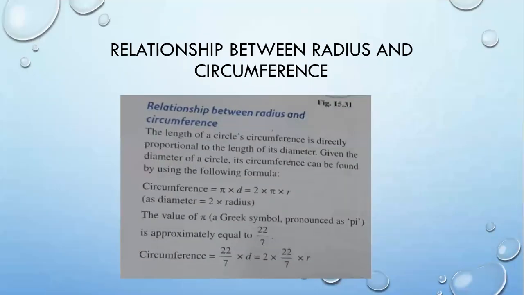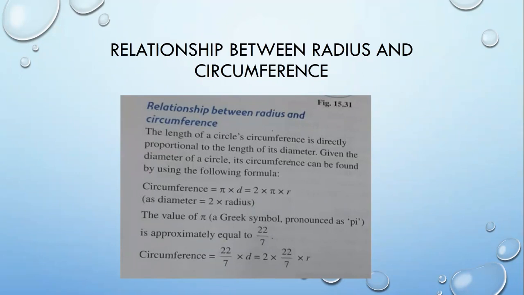Then the last topic is the relationship between radius and circumference. Now circumference, you know, is 2 pi r. Radius and circumference are related to each other. Why? Because r appears in both formulas. See now, the length of a circle's circumference is directly proportional to the length of its diameter. Why? Because diameter is equal to 2 times the radius. So the circumference can be found with the help of the radius and also with the help of the diameter.